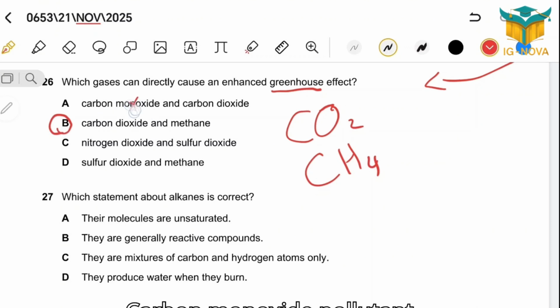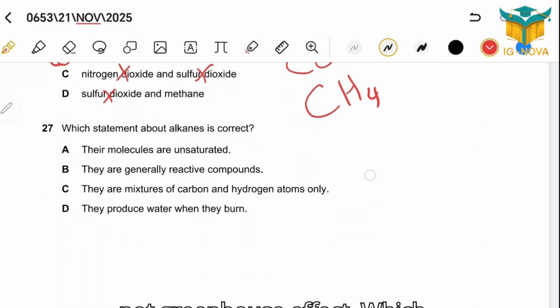Carbon monoxide, pollutant. Nitrogen dioxide, pollutant. Sulfur dioxide, pollutant. And they can cause acidic rain, not greenhouse effect.